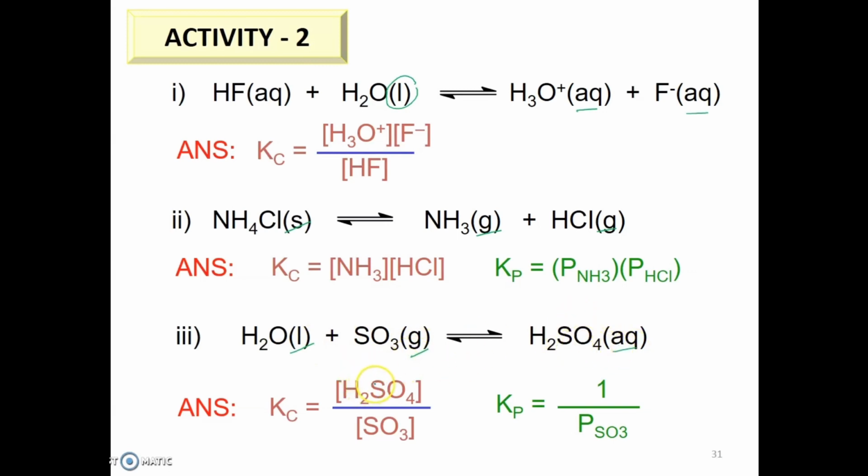So the Kc expression is the concentration of H2SO4 over the concentration of SO3, because Kc only involves substances in the aqueous and gas phases. But for Kp, on the product side, there is no compound that exists in the gaseous phase. So we substitute with the number 1. So 1 over the partial pressure of the reactant species. So only SO3 gas is involved in the Kp expression. So 1 over the partial pressure of SO3 gas.